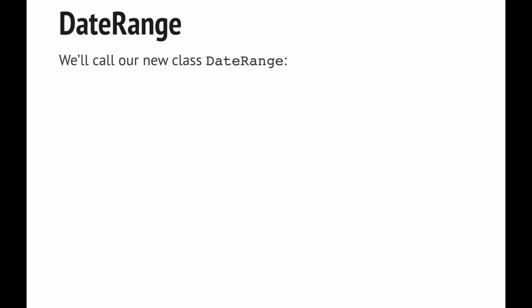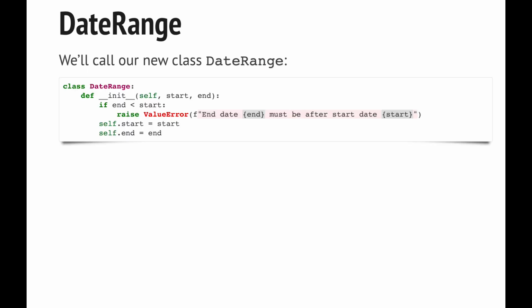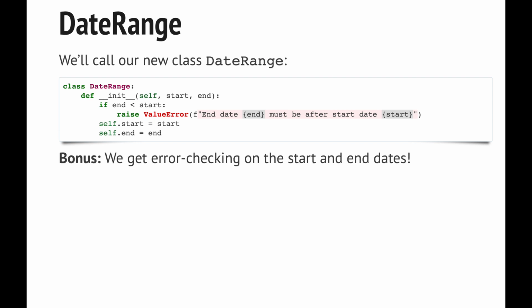So let's do this. We're going to call our class DateRange. Now, this constructor takes start and end. These are the common arguments and what we want to store on self. But we check to make sure that the start date is not after the end date. If that's not true, we raise an exception. That's already a big win. None of our functions had this sanity check, but all of the methods will.